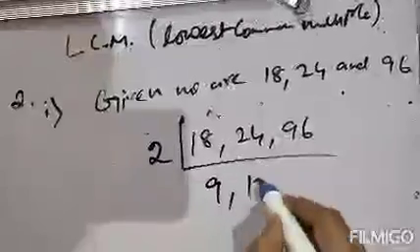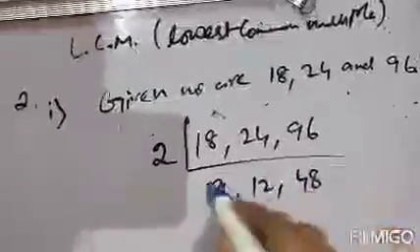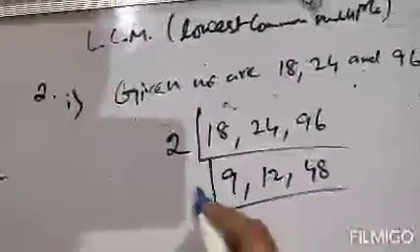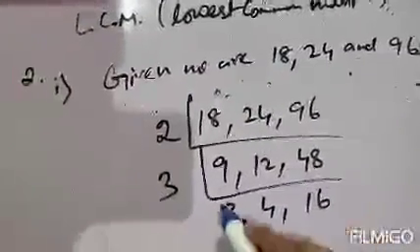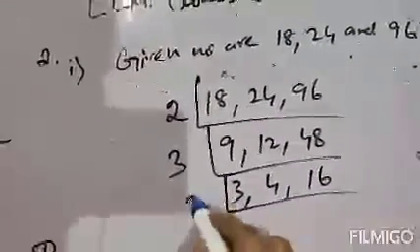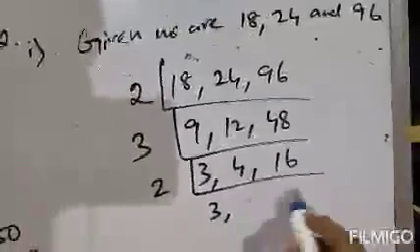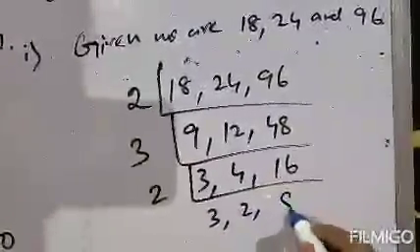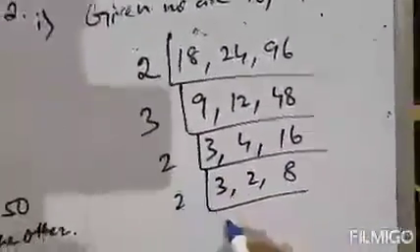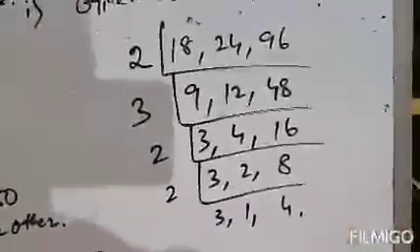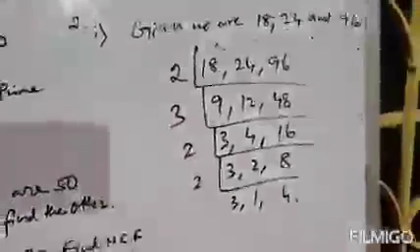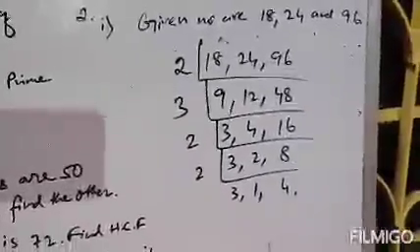So we will take 2. 2 9s are 18, 2 12s are 24, 2 48s are 96. Next take 3: 3 3s are 9, 3 4s are 12, 3 16s are 48. Next 2, 3 is same, 2 2s are 4, 2 8s are 16. Next 2, 3 is same, 2 1s are 2, 2 4s are 8. So 3, 1 and 4. Clear? 3, 1 and 4.